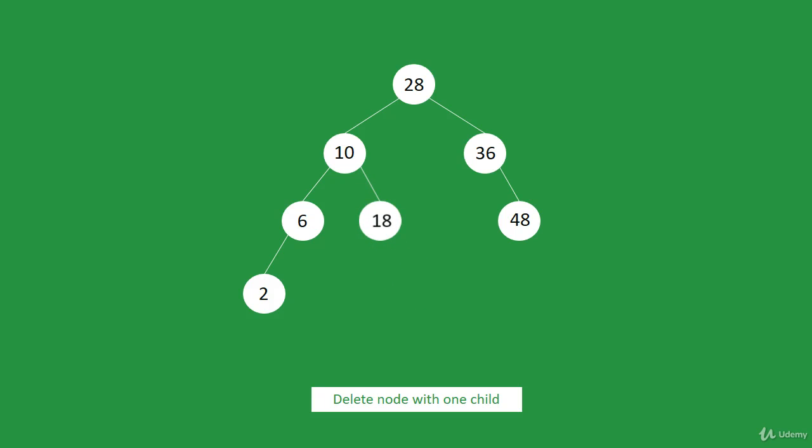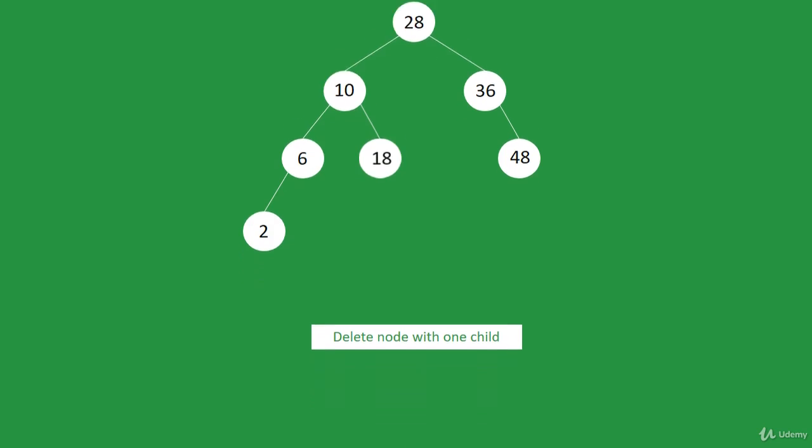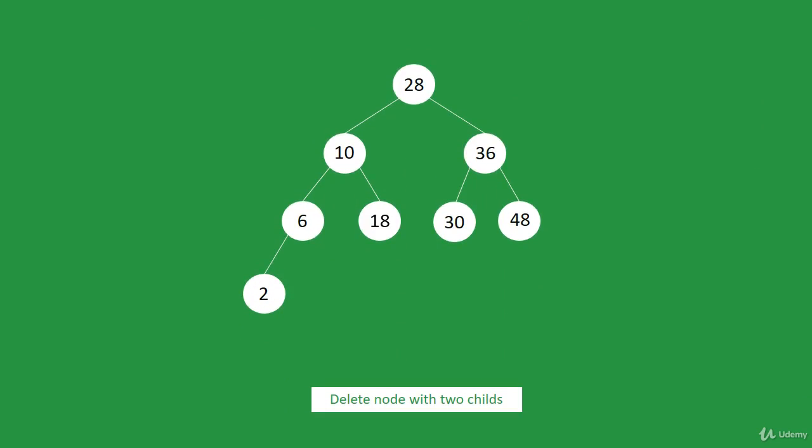The last case is that the node that we want to delete has 2 children. Then we have a choice. We can replace it with the biggest number from the left subtree, or we can replace it with the smallest number from the right subtree. But we are lazy programmers, so we just implement, let's say, the biggest from the left subtree. So, in this case, we replace the 28 with 18.